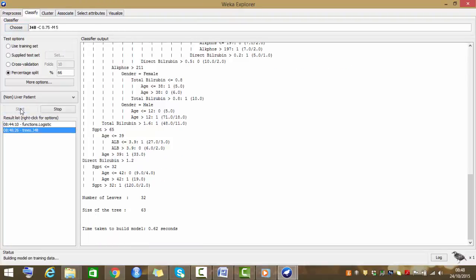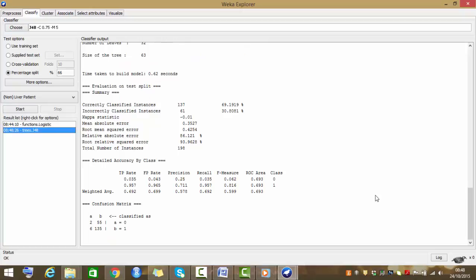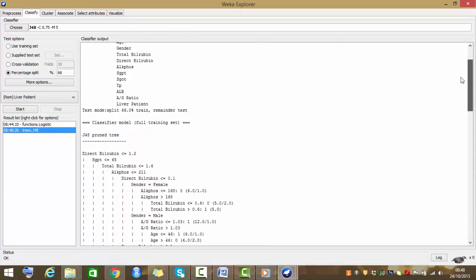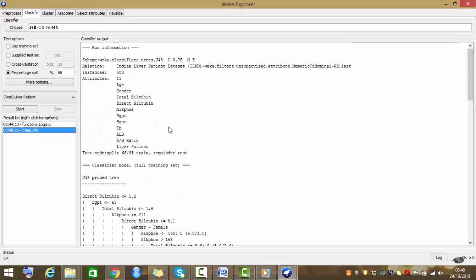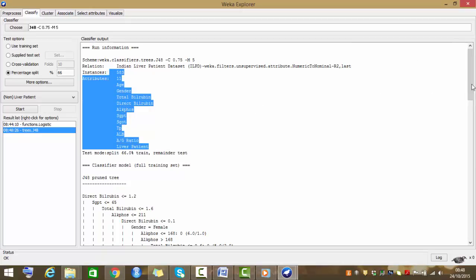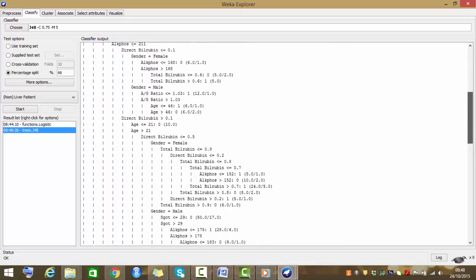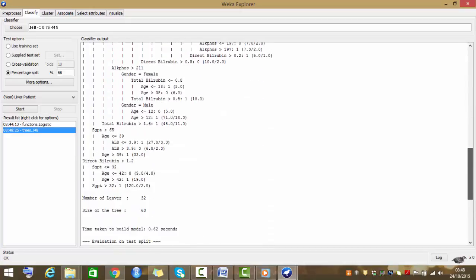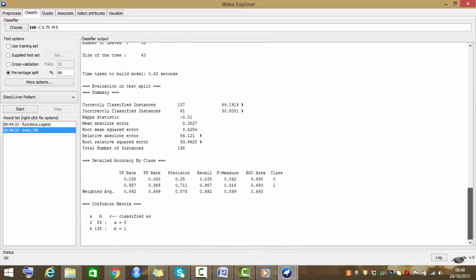So let us build a classification model on this. These are the attributes of the dataset, and here is the tree that we found. See, the accuracy on the dataset fell down to 69%, and this is the confusion matrix here.